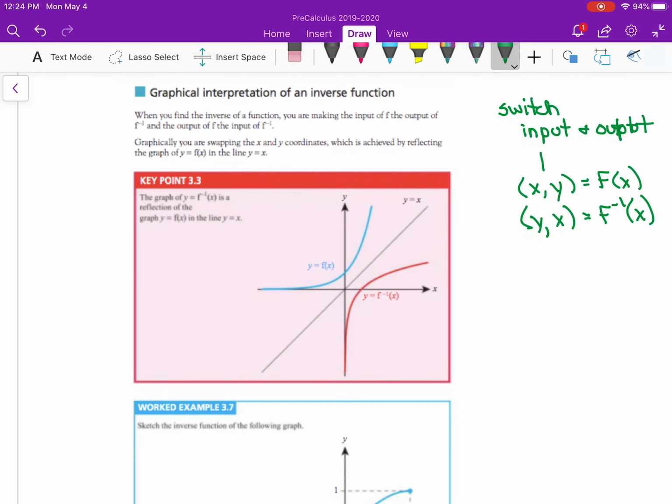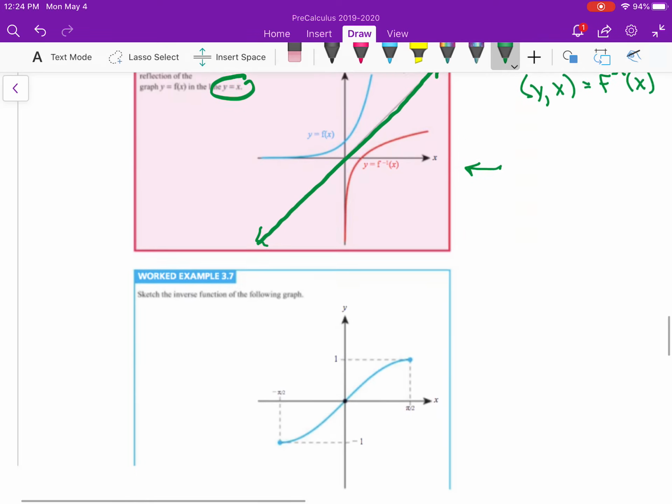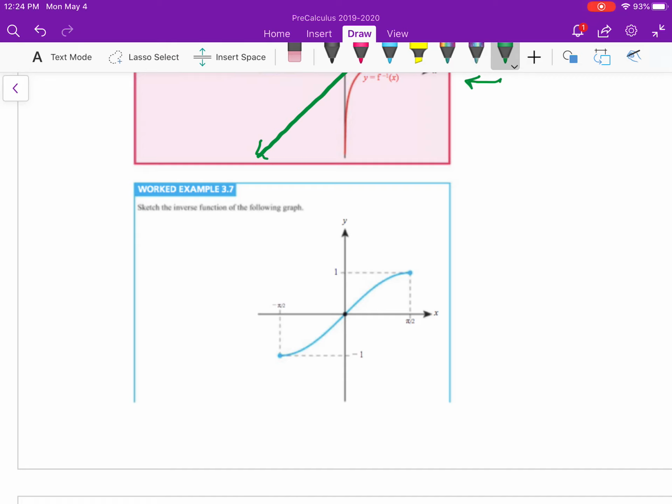All right, so the graph here shows the graph of a function and its inverse, and they are always symmetric around the line y equals x. So a function and its inverse are always symmetric around the line y equals x. Something to keep in mind. So here, if we were to sketch the inverse of the function, 0, 0 would still be 0, 0. This point right here is pi over 2, 1. So we would want to sketch 1 and pi over 2, right? So we're going to put that in.